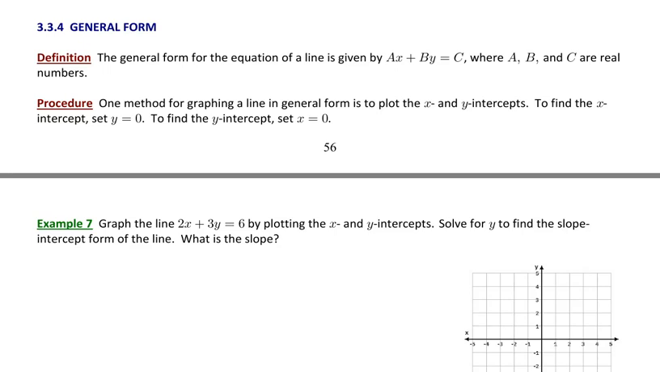The third and final form of a line that will be important to our studies is called general form. The general form for the equation of a line is given by ax plus by equals c, where a, b, and c are real numbers, and of course, x and y there are the variables. One method for graphing a line in general form is to locate the x and y intercepts.